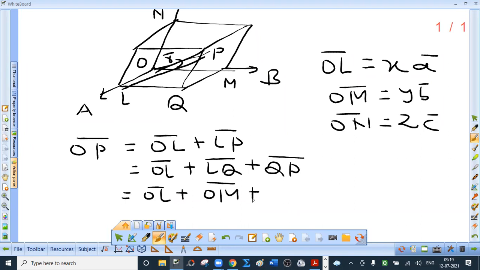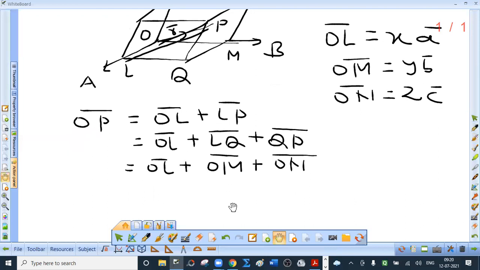plus, can I replace QP bar by ON bar? Yes, I can. Note that it is a parallelepiped. So vectors along edges QP and ON are equal. So I can replace QP bar by ON bar. I hope you can appreciate this. Similarly, I can replace LQ bar by OM bar. See, this is a three-dimensional figure formed using 6 parallelograms. And vectors along the opposite sides of parallelogram are equal vectors, right? Now, what is the advantage of writing OL bar plus OM bar plus ON bar? Now I can say that OP bar, that is R bar, is XI cap plus YJ cap plus ZK cap. So we have proved the result.